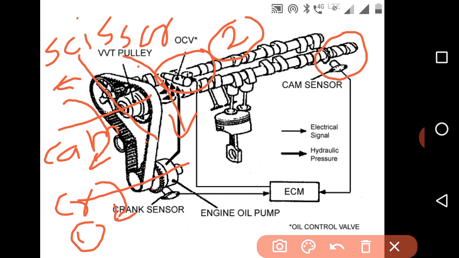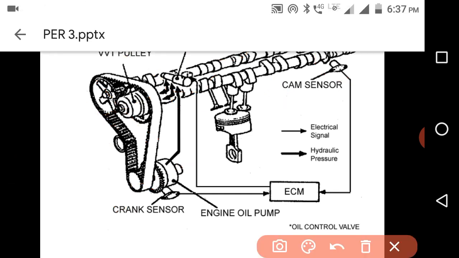Due to that, we are reducing the dwelling period at the lower speed. As we are reducing the dwelling period, the opening time of the inlet valve will be reduced, and whatever charge is required at lower speed will be supplied to the engine.